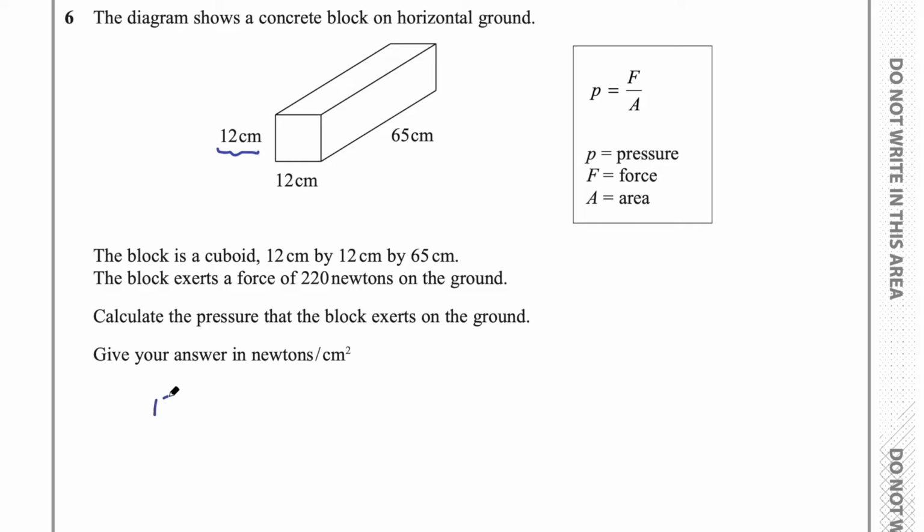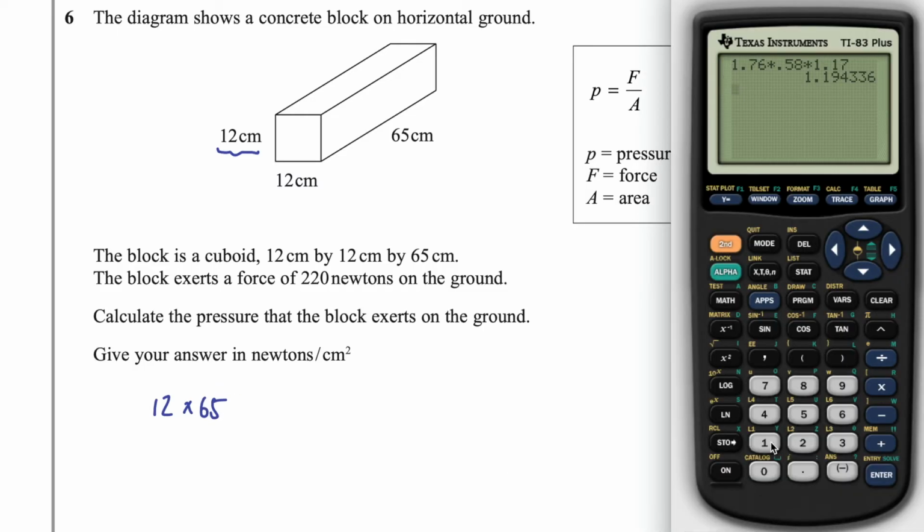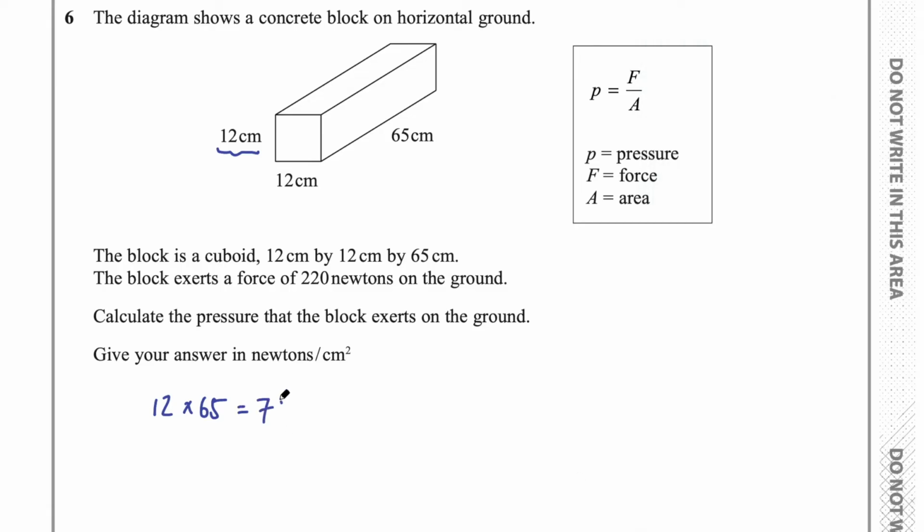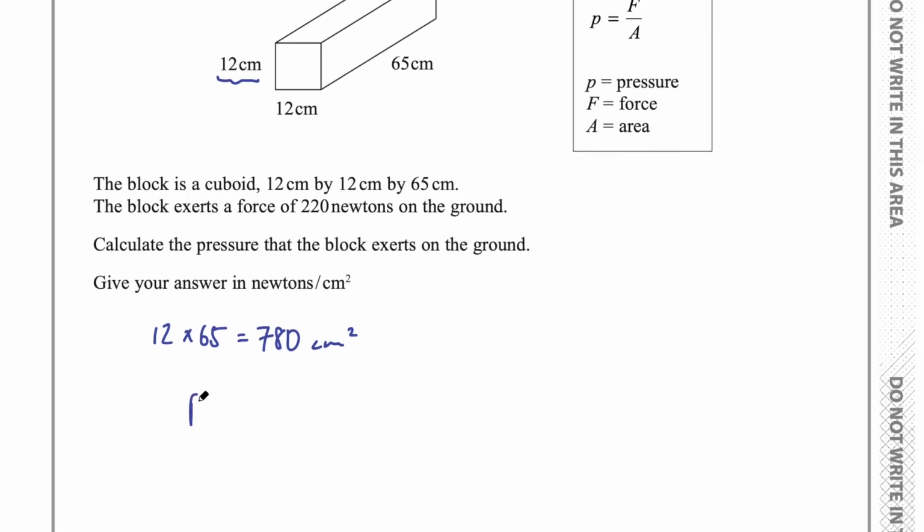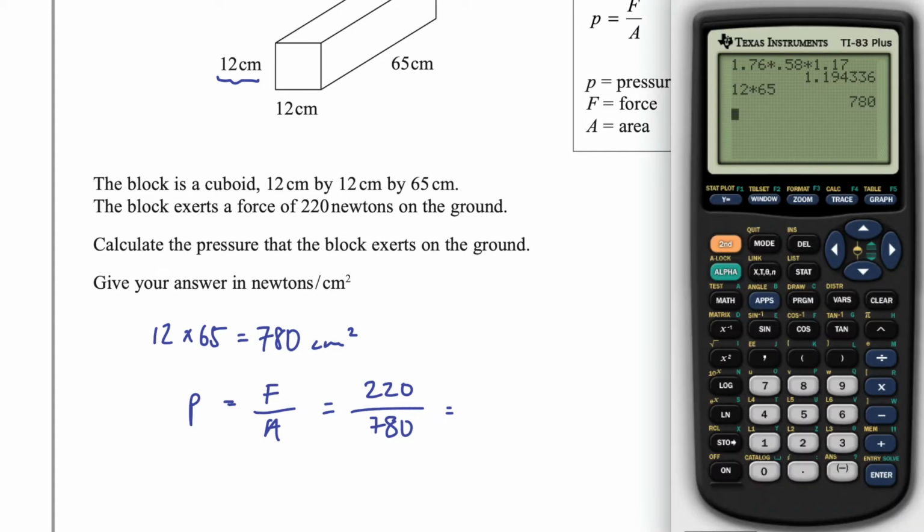So the area is going to be 12 times 65. Let's just put that into a calculator. So 12 times 65, we get 780 centimeters squared, and then use this formula. So the pressure is going to be the force over the area, which is 220 over 780. Put that into a calculator. 220 divided by 780, and we get 0.282 approximately.